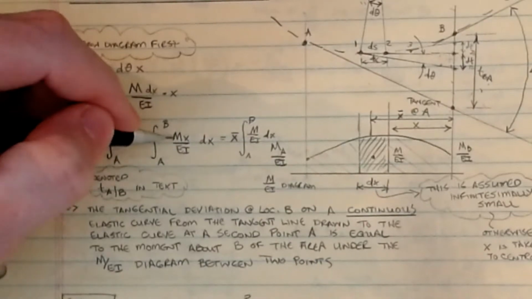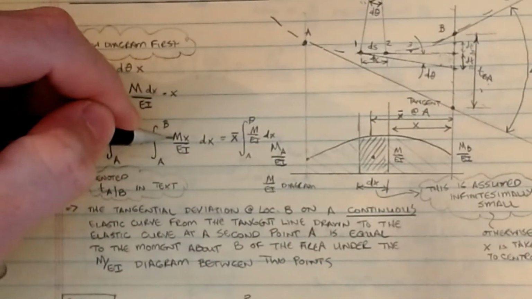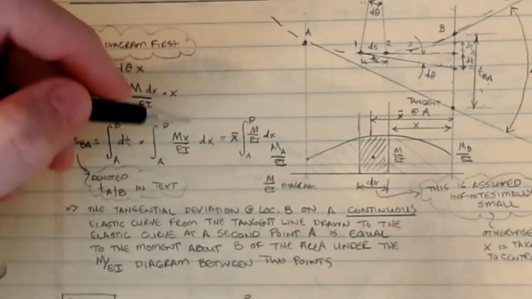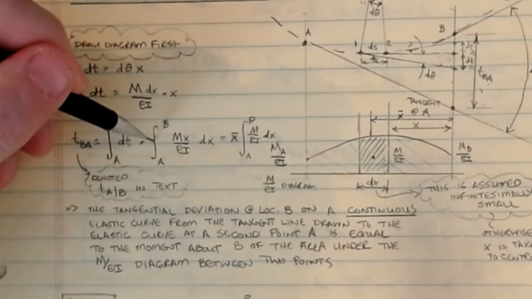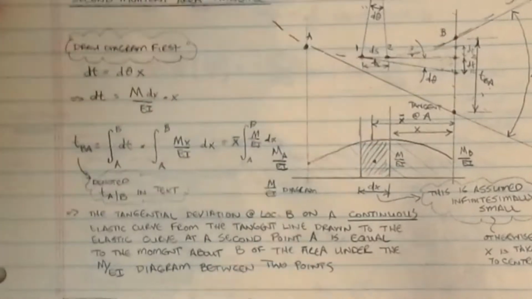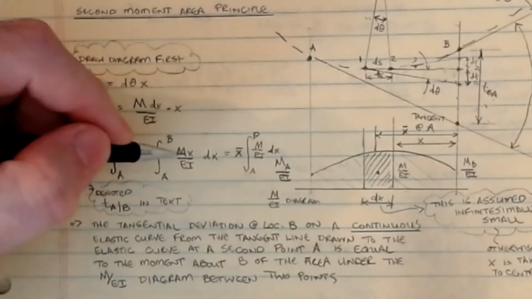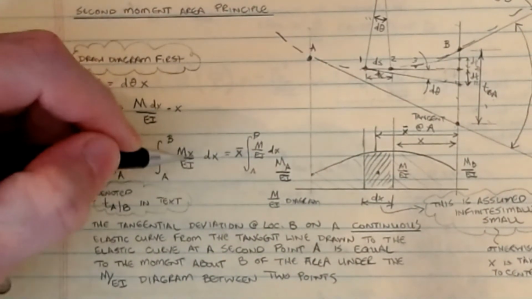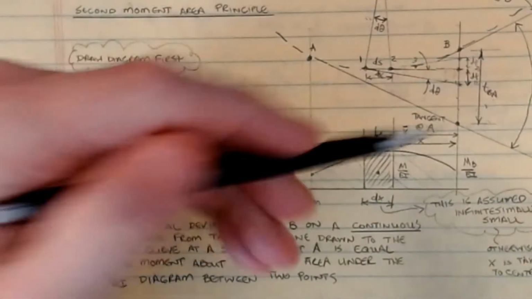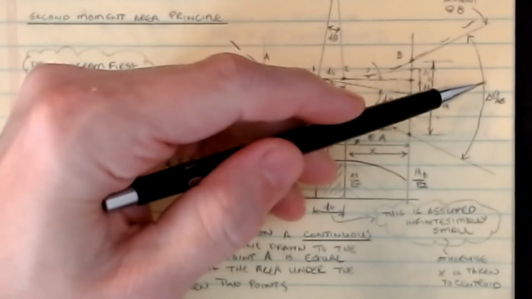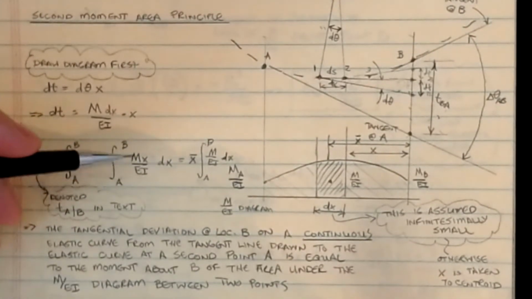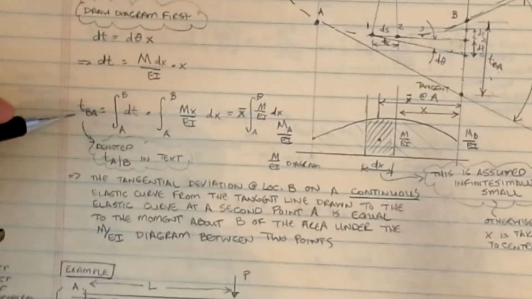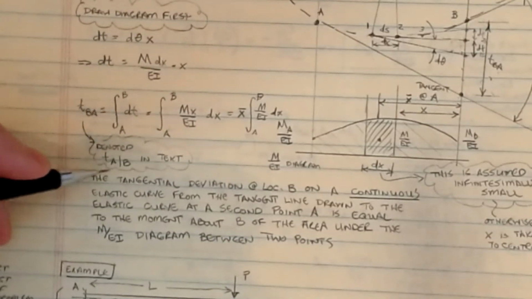Now M we know is a function of x also. Okay, and so this becomes the basis for my second calculation for the tangential deviation. So if you notice, it's a little bit different than what you saw on the last one, right? The last one we were just integrating M over EI with respect to x to get the change in the angle, this one over here. But now we've added this extra x that's going to play with our integral a little bit.